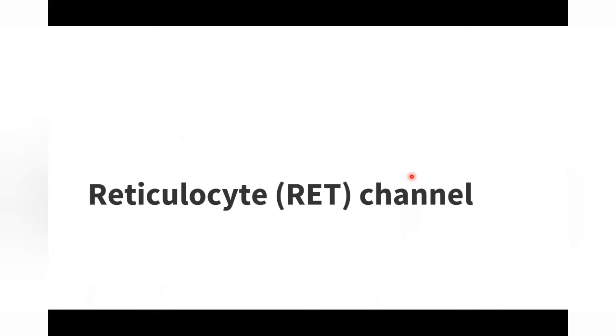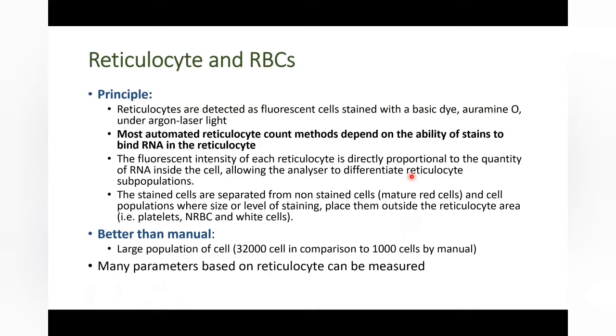This is called the reticulocyte channel. So all of you know that most of the automated reticulocyte count methods are based on the principle of the ability of the stains to bind to the RNA in the reticulocyte. Okay, and it is definitely better than manual. Why? Because manually we can count a maximum of 1,000 cells, but the machine is counting approximately 32,000 cells. So it's better than manual. And obviously we can easily separate reticulocytes from the non-reticulocytes because the reticulocytes are separated from the mature RBCs.